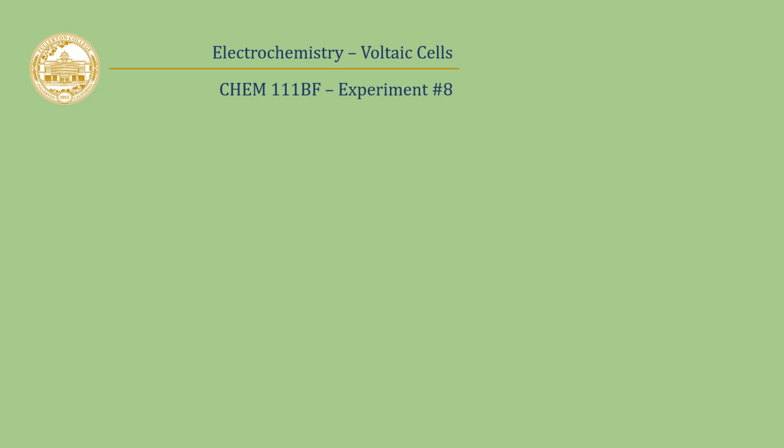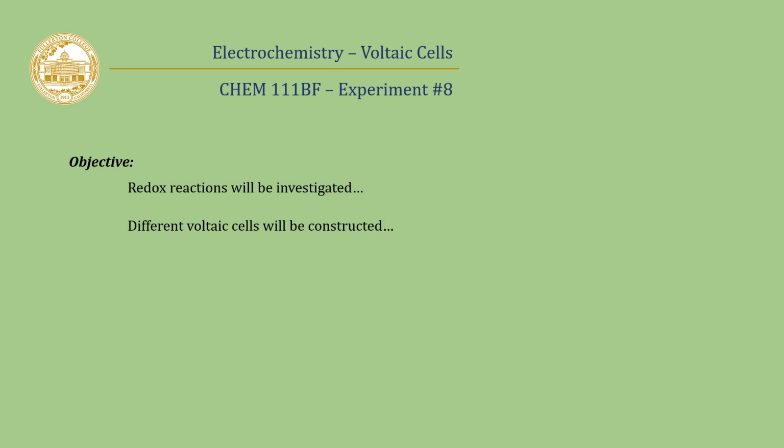This presentation is the pre-lab discussion for experiment number 8, the final experiment of the semester, entitled Electrochemistry, Voltaic Cells. In this particular experiment, we'll be examining redox chemistries and constructing voltaic cells, with measurements of the cell potential made for each of the voltaic cells constructed.